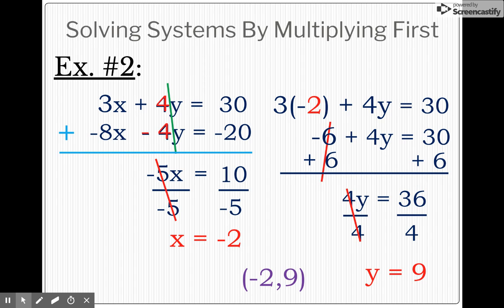So again, for this example, we're going to skip the check. And we'll do that in class.